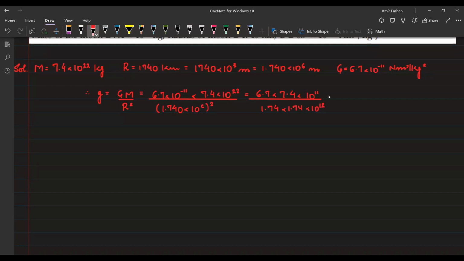So now, as you can see, everyone, it will go in the numerator, that is negative 12 and positive 11. Negative 1 will be left in the power of 10. So that would be 6.7 into 7.4 into 10 to the power 11 minus 12, divided by 1.74 into 1.74.